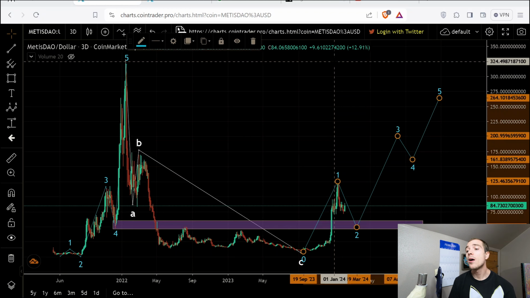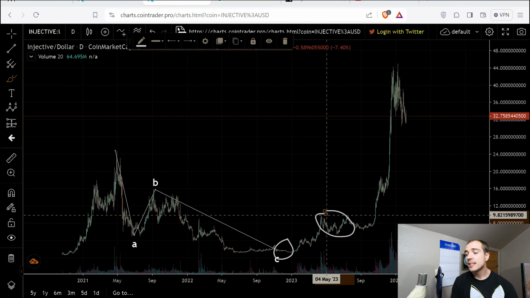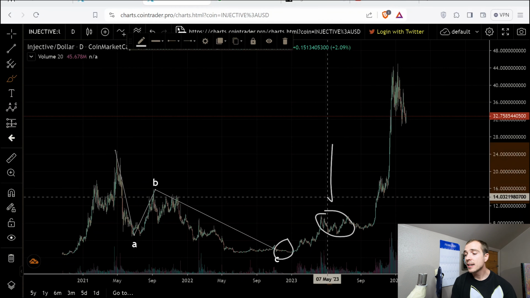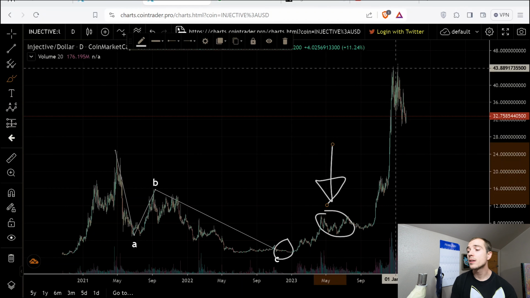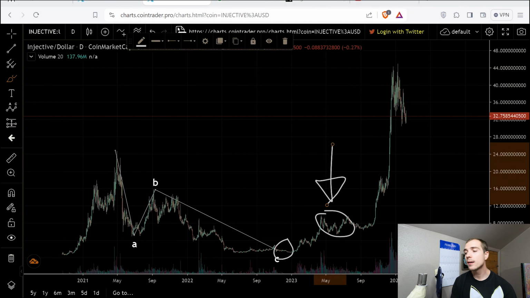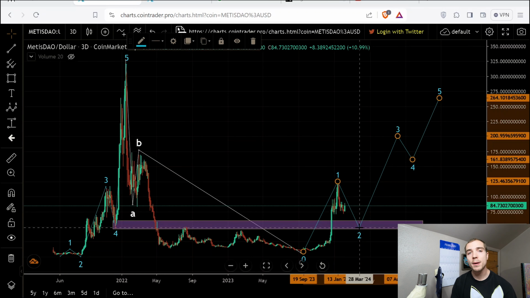So I love Midas DAO. This is a great setup, a great project. I really believe that this is the disbelief phase of the cycle, that it will break out just like how Injective did. That same kind of phase right here on Injective, that disbelief phase before we really start to go vertical here. I think we could be at that same place here with Midas DAO, even if we pull back on wave 2 a little bit more.